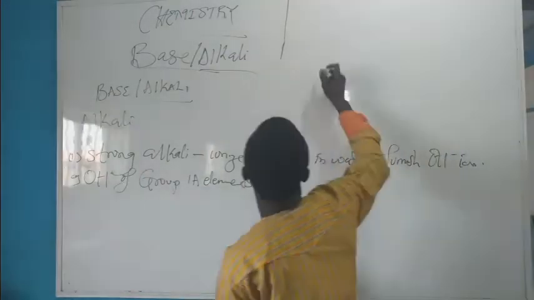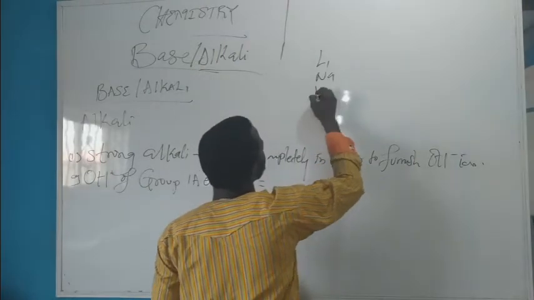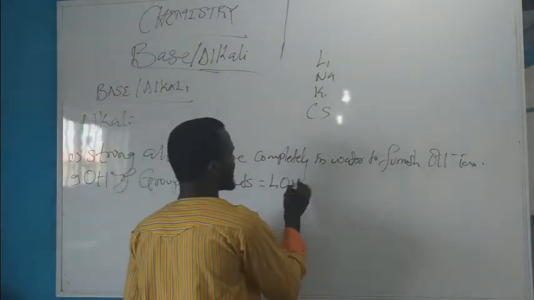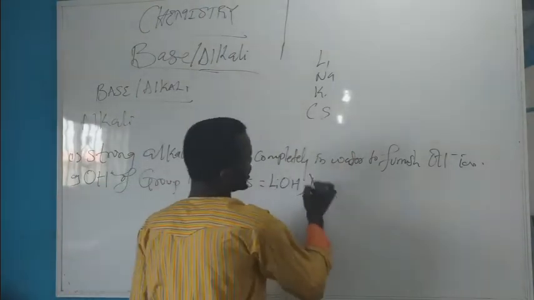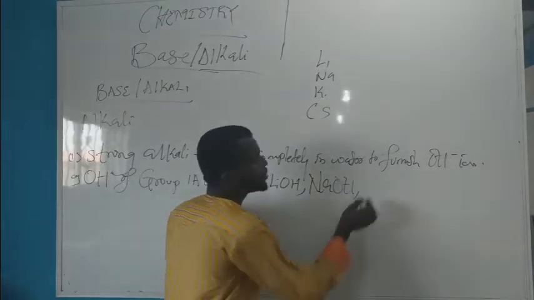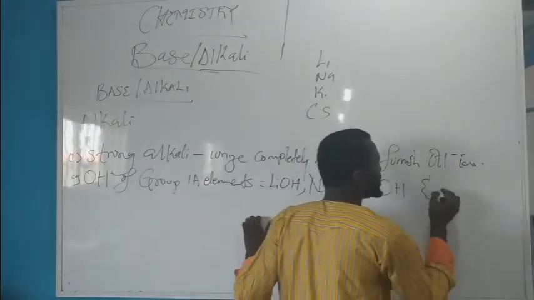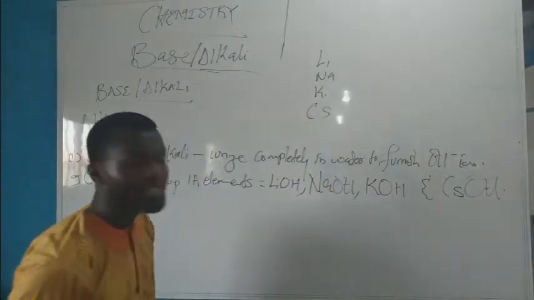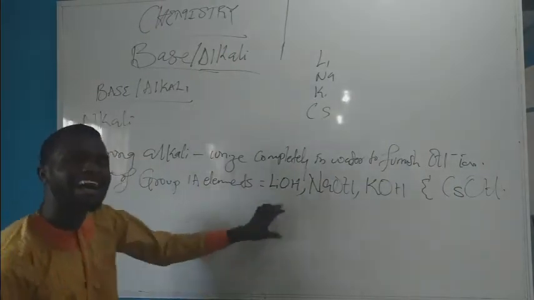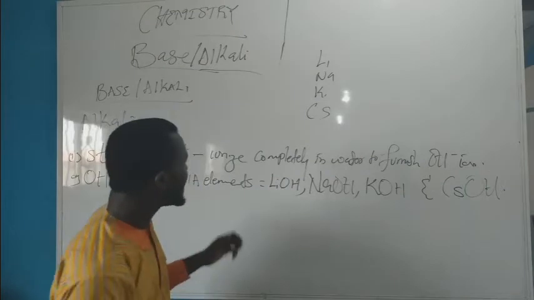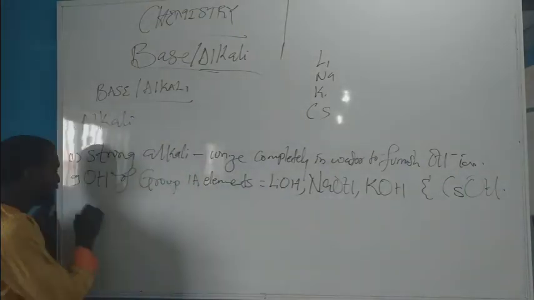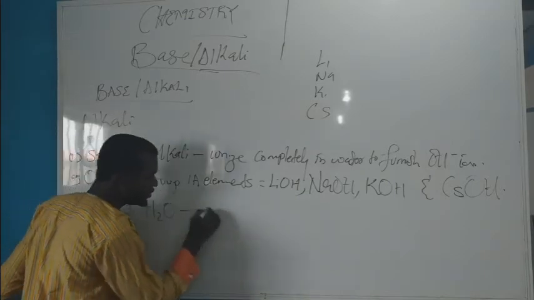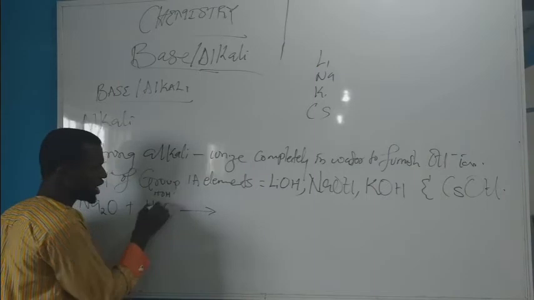Now, of course, you know the members of group 1: lithium, sodium, potassium, calcium. So examples of strong alkaline: lithium hydroxide, sodium hydroxide, potassium hydroxide, and calcium hydroxide. This is the reason the group 1 elements are otherwise designated as alkaline metals. So their bases will dissolve in water to give you alkaline, as exemplified below. Sodium oxide dissolved in water. Now look at this. This is HOH. Water is HOH.